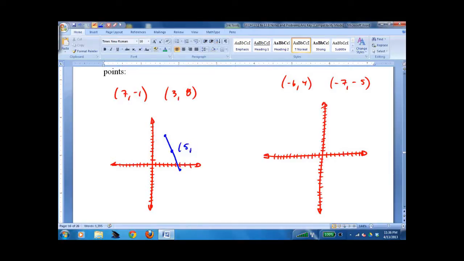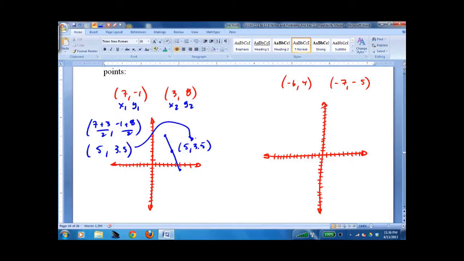5 comma looks like about 3.5. So we do x1, x2, y1, y2. We've done this a lot. And it's just that simple. 7 plus 3 over 2, comma negative 1 plus 8 over 2, which is 10 over 2, which is 5, comma 7 over 2, which is 3.5. That's what we got. So you can do it either way. This graphing way is wonderful for getting a ballpark, but it is not recommended if you need to get a serious problem done.